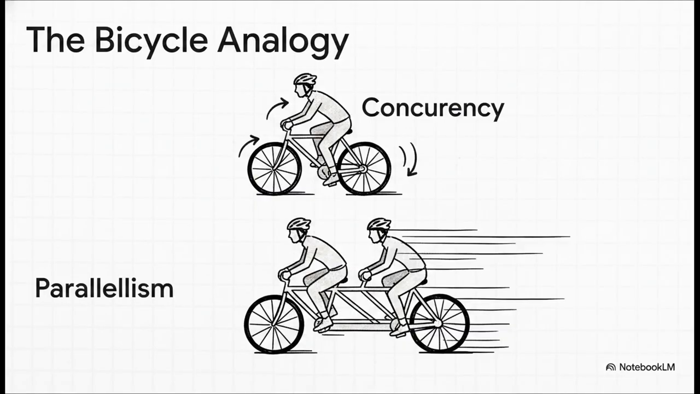The best analogy I've ever heard for this is a bicycle. When you're riding, your legs are working concurrently, right? One is pushing down while the other is resetting. The design is concurrent, but they're not parallel. They can't both push with full force at the same instant. Now imagine a tandem bike with two riders. That system is both concurrently designed and it's executing in parallel. You've got four legs all working together to provide power.